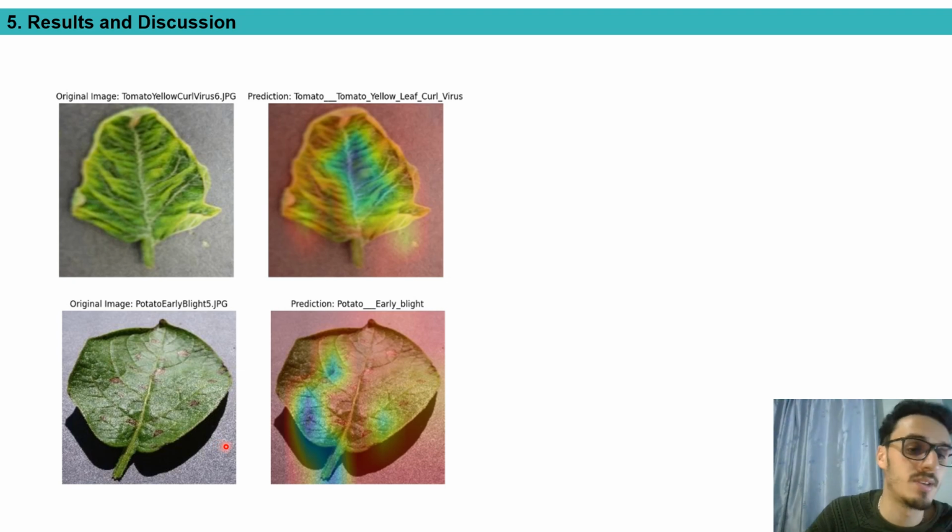So these are 2 examples from our testing of the model, and as you can see here, the predictions of these 2 images are exactly the same. The red color means that these pixels are used to make a good prediction.